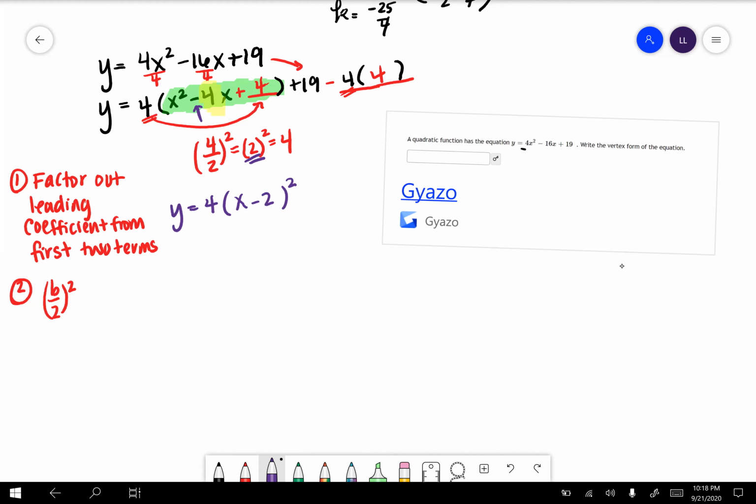And then I am going to combine like terms here. So we have 19, and 4 times 4 is 16. So 19 minus 16 is actually 3. That's actually a positive 3. So we're going to add 3 here. So our vertex is 2, 3. You can actually graph this function to check it. What you write right here is y equals 4 times (x minus 2) squared plus 3. And watch out for the next video.